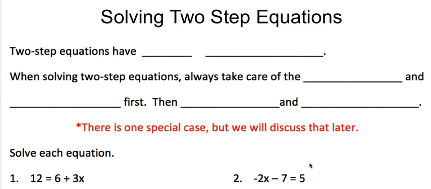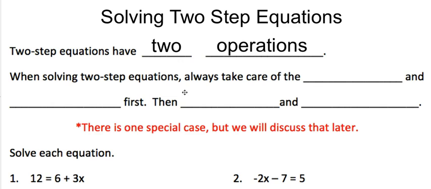Alright, so first off, when you solve two-step equations, you're going to have two of something, right? So they're going to have two operations. Okay, so two-step equations, you've got to do two things. You're going to have to either add or subtract, subtract and multiply, divide and add. So you've got two operations going on.